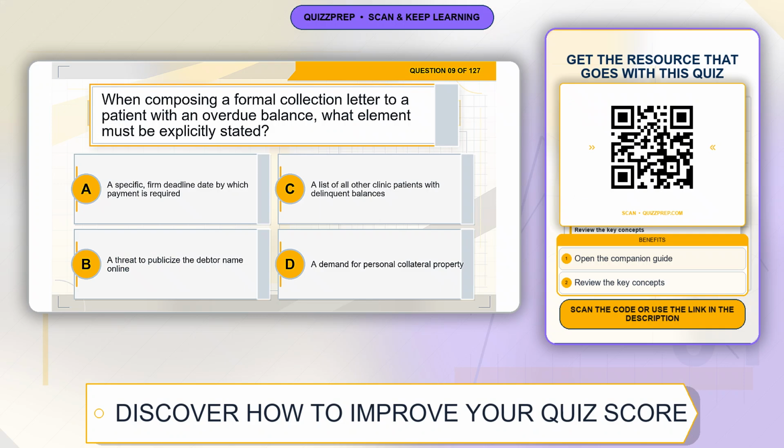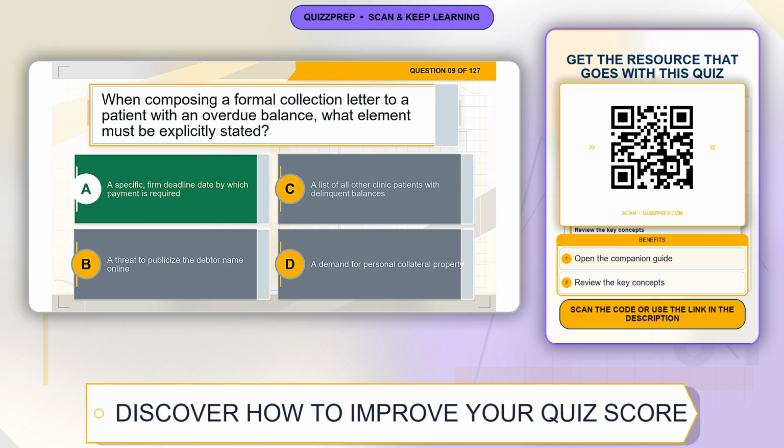Question 9. When composing a formal collection letter to a patient with an overdue balance, what element must be explicitly stated? Option A. A specific, firm deadline date by which payment is required. Option B. A threat to publicize the debtor name online. Option C. A list of all other clinic patients with delinquent balances. Option D. A demand for personal collateral property.